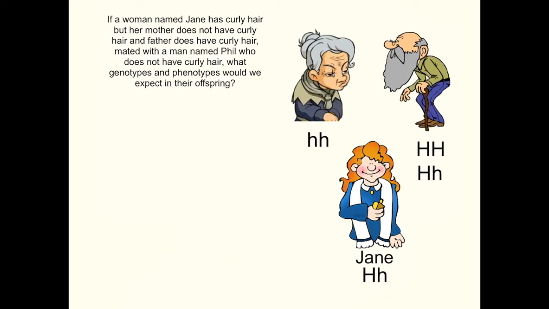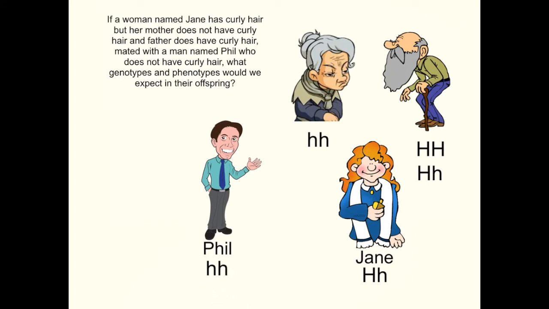It's a little easier to predict Phil's genotype. Because he does not have curly hair, we know that he must be homozygous recessive, which means little h, little h. To find out what to expect in the genotype and phenotype of their offspring, we just need to do a simple cross.